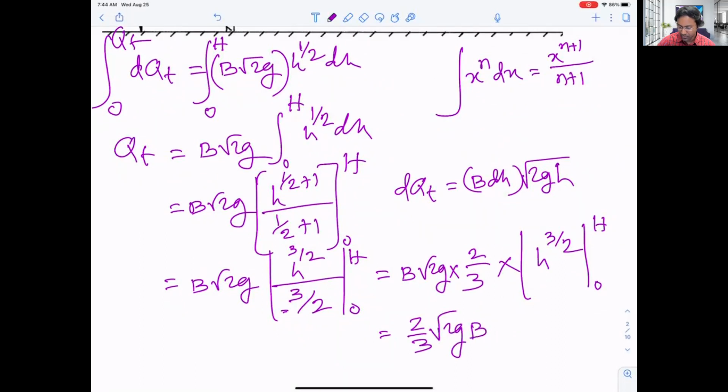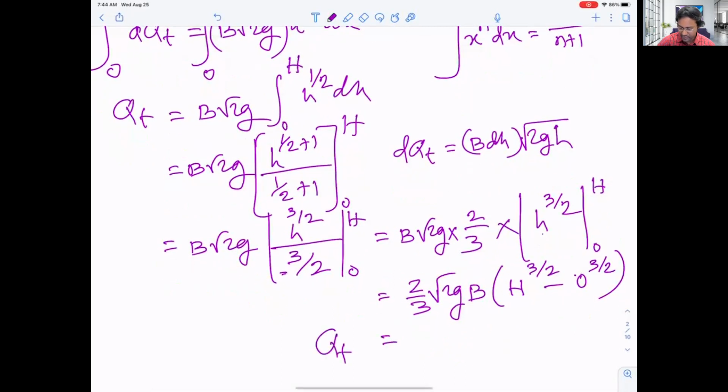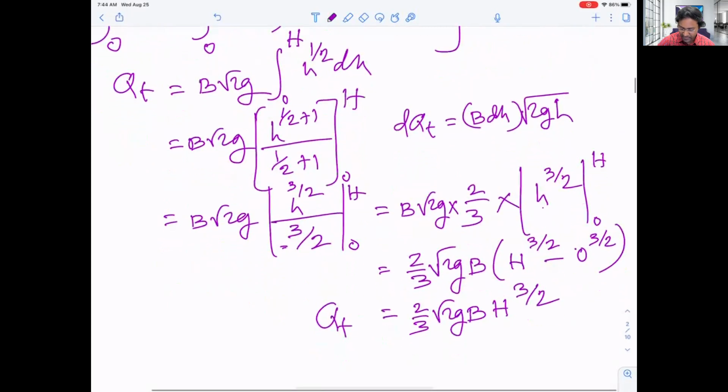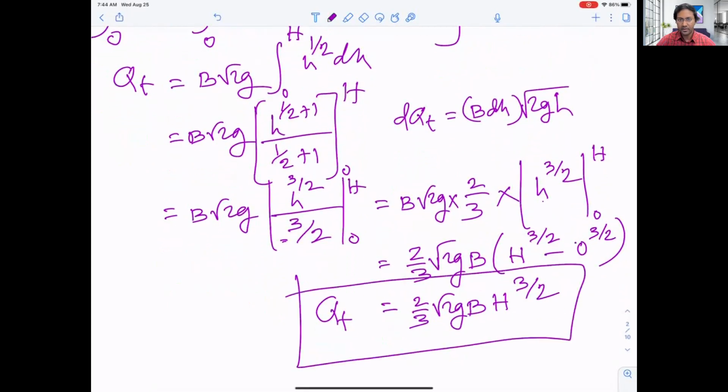I'm just rearranging, and if we apply the limit, we can replace that variable by that limit: h to the power 3/2 minus 0 to the power 3/2. If we further simplify, we have the final equation, 2/3 root over 2g, b, and h to the power 3/2. So that is the final theoretical equation from which we can get our total Qt for the total height h. This height must be measured from the top of the weir.